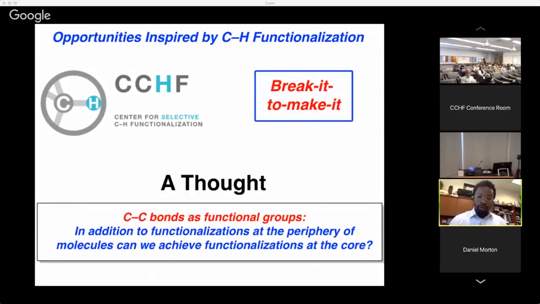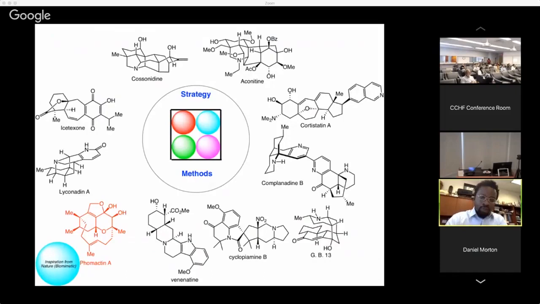And so the idea that we had was really what we call, tongue-in-cheek, our "break it to make it" moment, which is this idea that perhaps just as we've been thinking about CH bonds as functional groups, could we now start to think about carbon-carbon bonds in the same vein? And so I thought I would begin by illustrating this in the context of one total synthesis that we've undertaken in my group, which is a total synthesis of a molecule called Phomactin A.